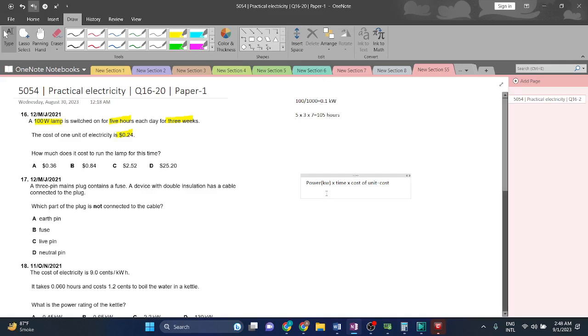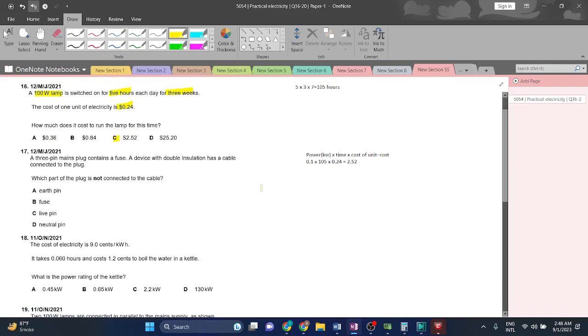So now let's put in the values. 0.1 into 105 into 0.24, which is the cost of a unit. That will give us the value of the total cost to run the lamp for this time, which will be $2.52. Let's move ahead.